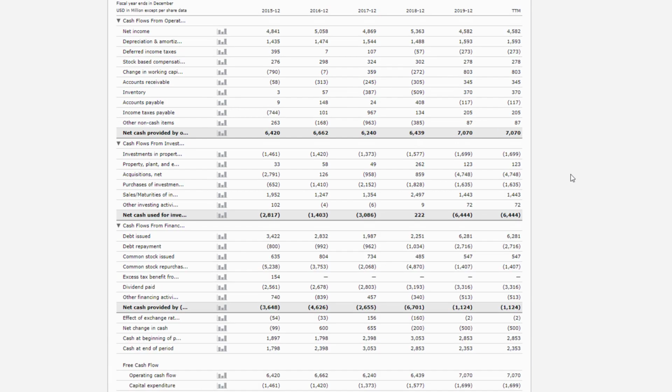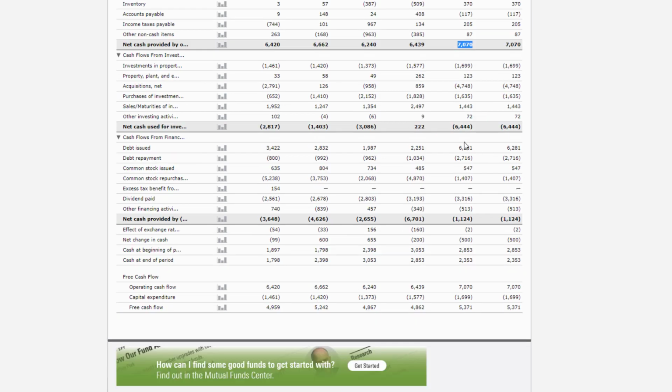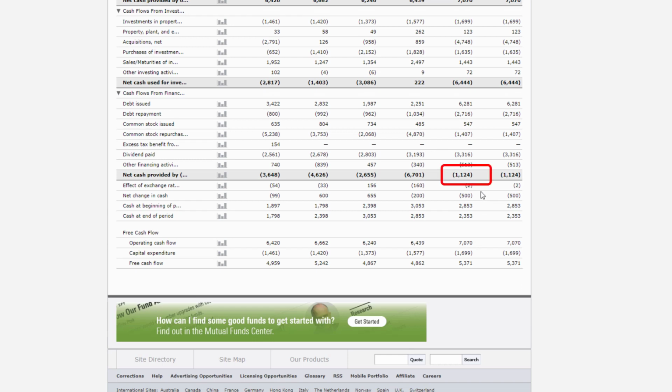So a quick recap, the cash flow statement of 3M is looking quite good. We have a net cash flow from operations. We have a negative cash flow from investments. It means they're investing. And we have a negative net cash flow from financing. It means they're paying down more in debt than they're issuing.